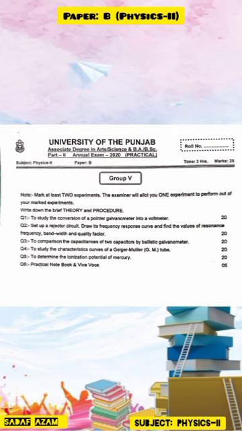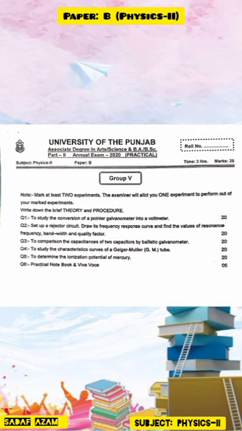University of the Punjab Associate Degree in Arts, Science and BA BSc Part 2 Annual Exam 2020 Practical. Subject Physics 2, Paper B. Time 3 hours, marks 25. Group 5. Note: mark at least 2 experiments. The examiner will allot you 1 experiment to perform out of your marked experiments. Write down the brief theory and procedure.